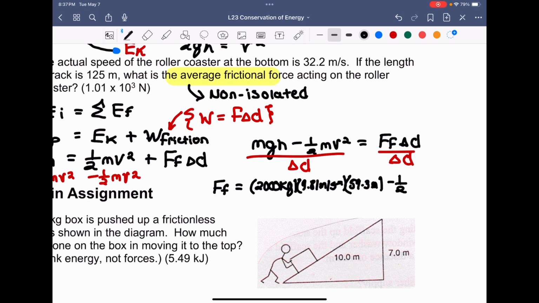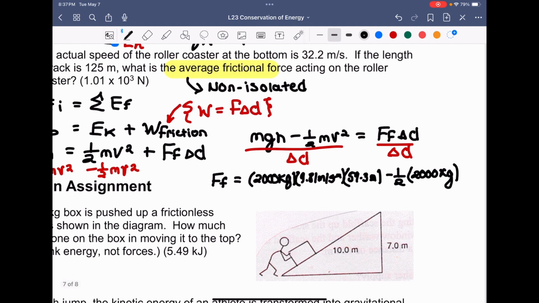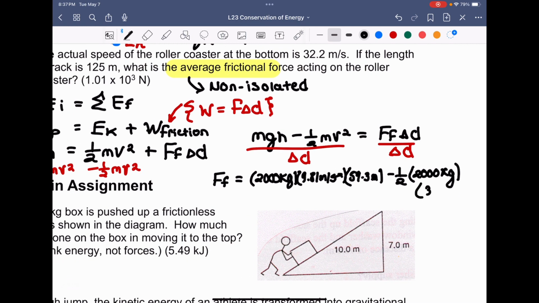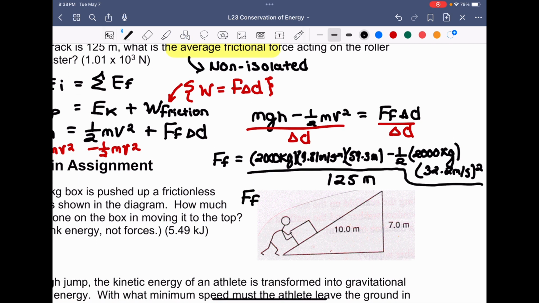There we go. Minus 1/2 m, which is 2,000 kilograms, multiplied by the speed, which the actual speed was 32.2. So this is 32.2 meters per second squared. And then we divide all of this by the overall change in the distance, which was a 125 meter track. There we go. And I'll make sure that 5 is not connected just so that it's clear. Therefore, the force of friction in this situation is equal to, they put it in scientific notation for the answer, but it's technically 1,000 newtons of force, but the way they write it is 1.01 times 10 to the 3 newtons of force.